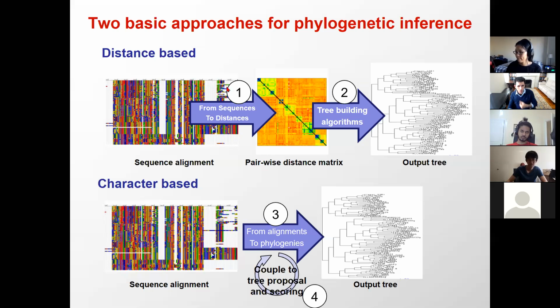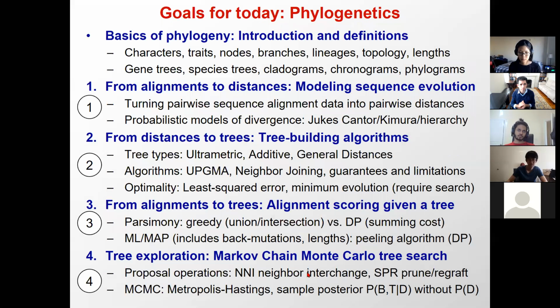All right, so first we're going to be looking at how do we go from sequences to distances, then how do we go from distances to trees, and then how do we go from sequences to trees, and then lastly, how do we propose and score these trees. And these are going to be the four components of the lecture.